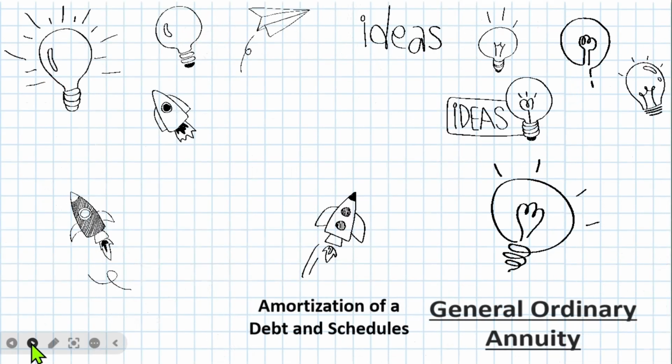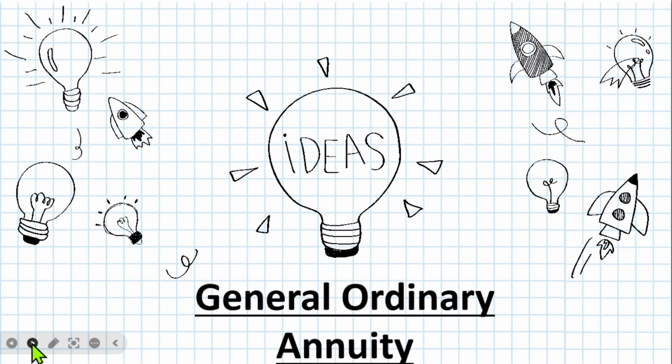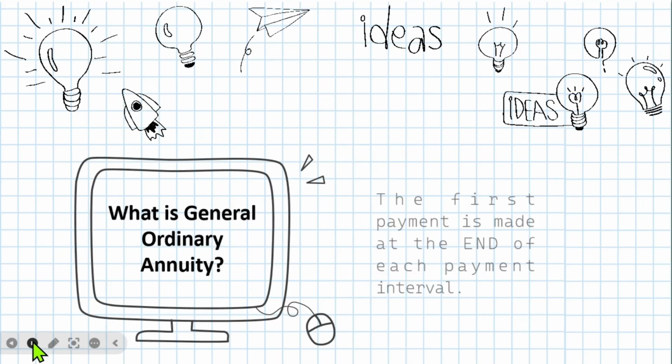Welcome to our third lesson of Mathematics of Investment. Our third lesson is about general ordinary annuity. So what is a general ordinary annuity? The first payment is made at the end of each payment interval.